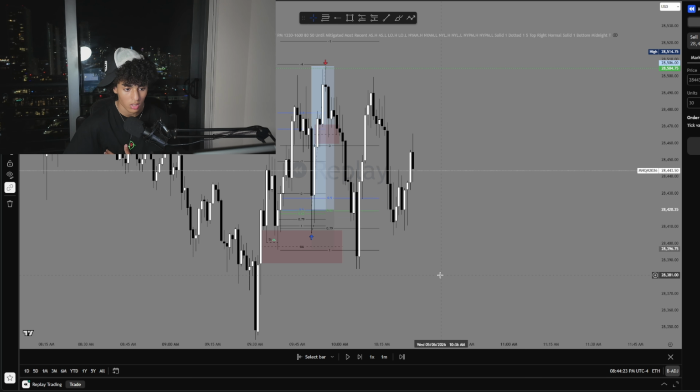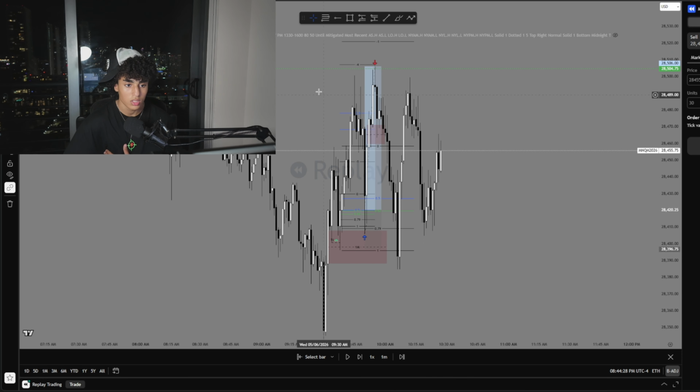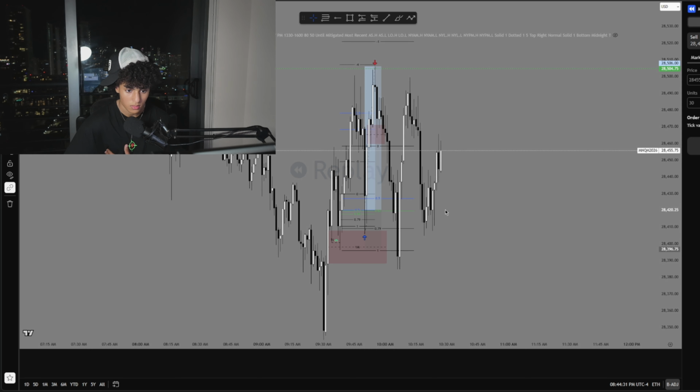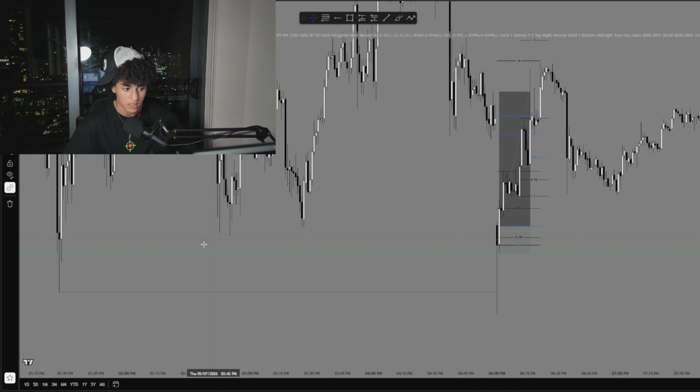Now let's go to another example, right? This is a beautiful trade here. We had double OTE. Let's go to another example. Now, this was actually a trade I took earlier tonight, a couple hours ago, and I found this setup, a very optimal entry setup, right?